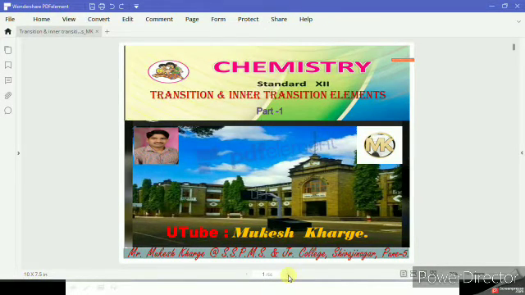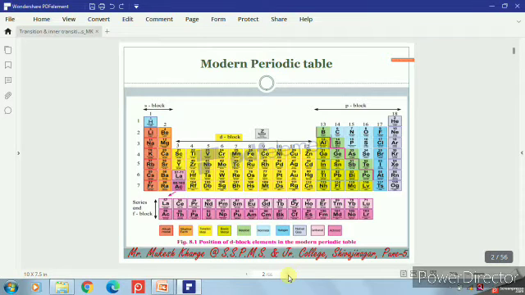Our topic is transition and inner transition elements. First of all, we'll discuss the transition elements. Transition elements belong to the d block of the periodic table. For that purpose, we will see the modern periodic table.